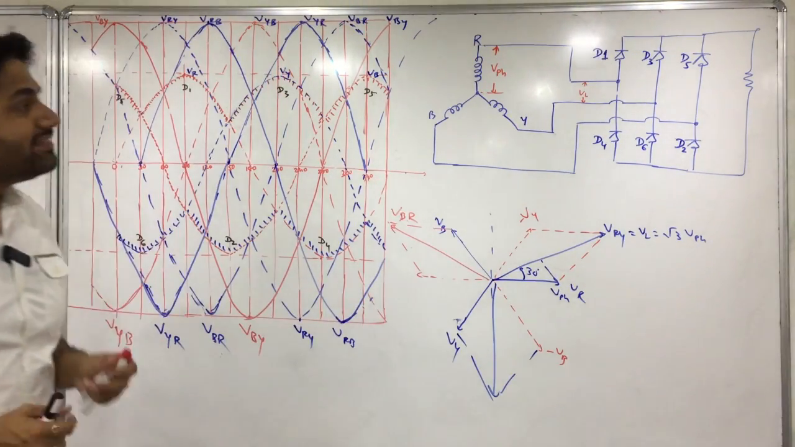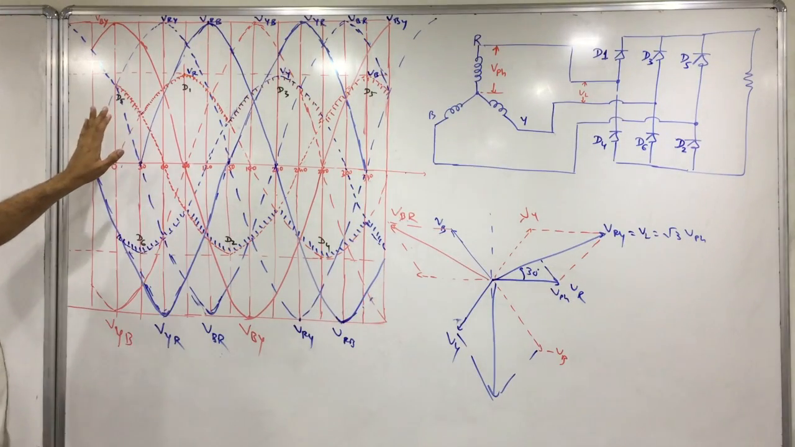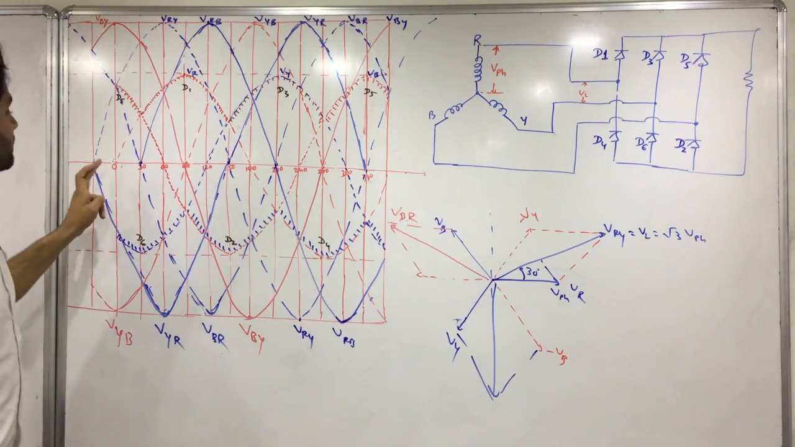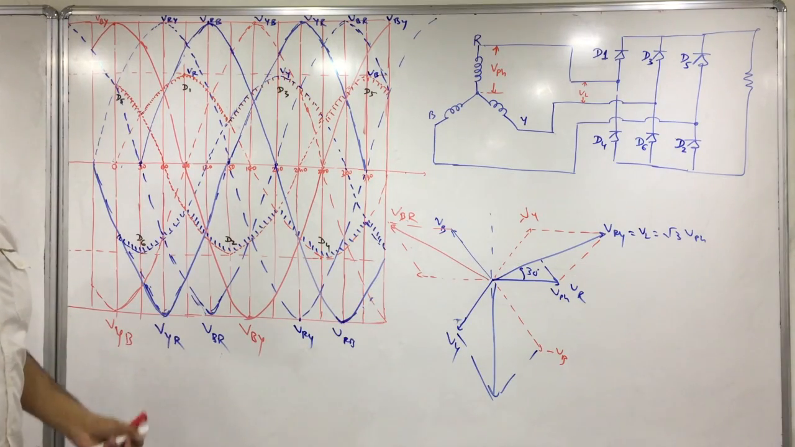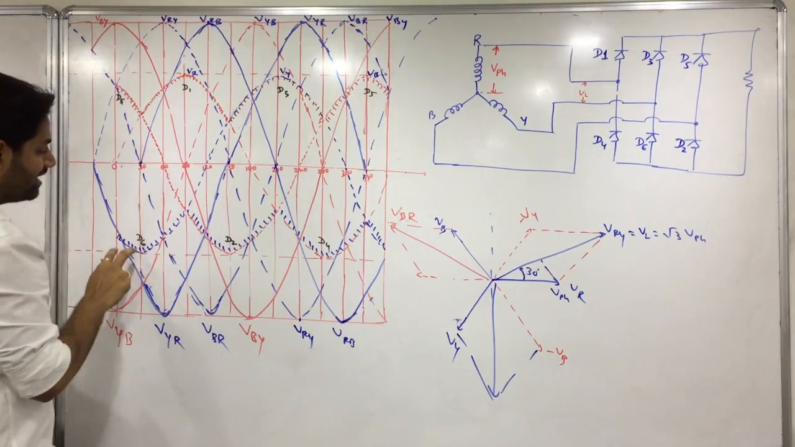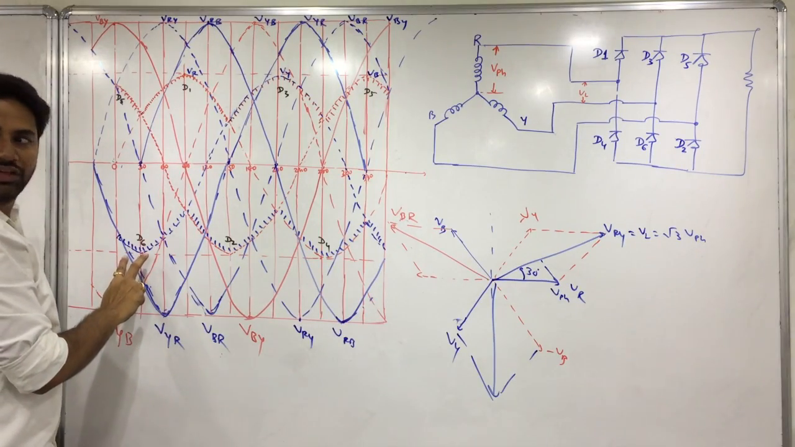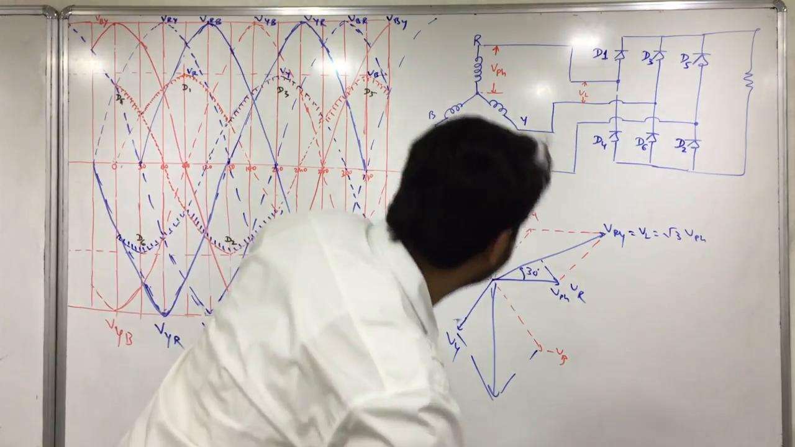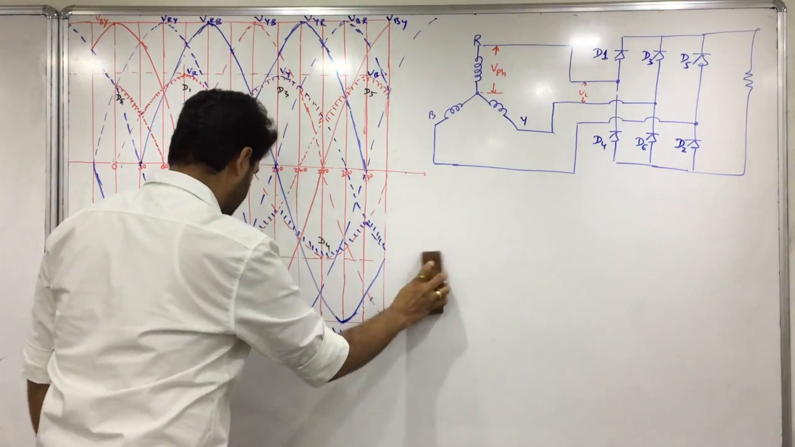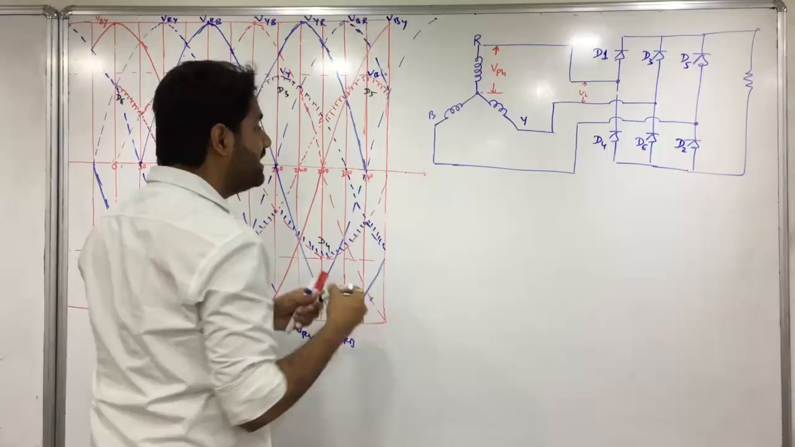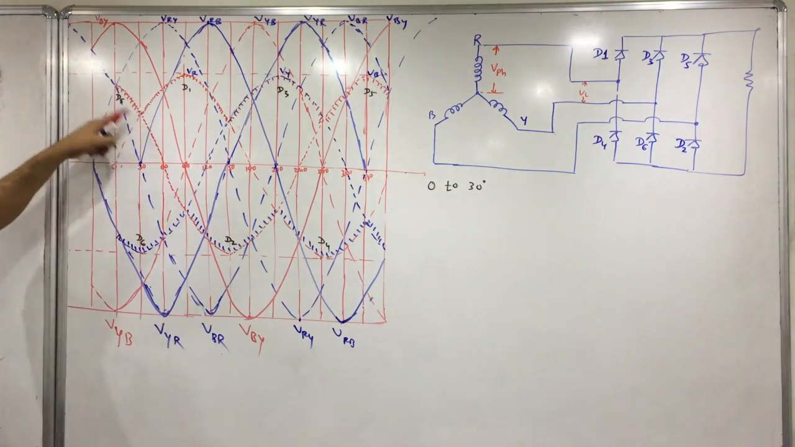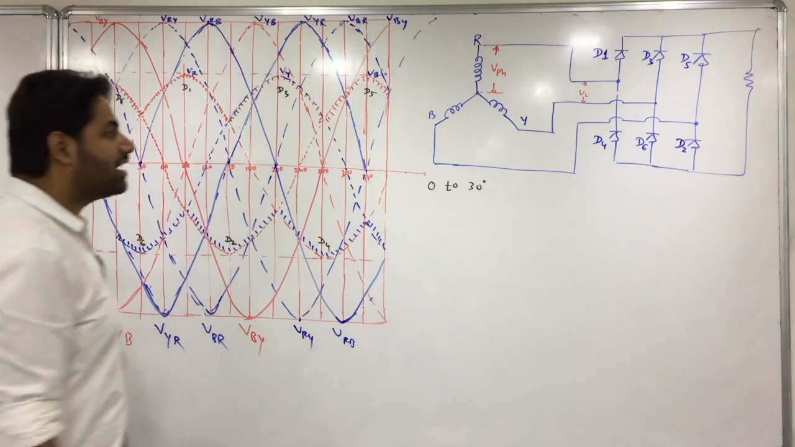Now, we understood here D5 is there, D1 is there. Now let's talk about 0 to 30 degree. Which two are conducting? D5 is conducting and D6 is conducting in negative. So from 0 to 30 degree, D5 and D6 are conducting.